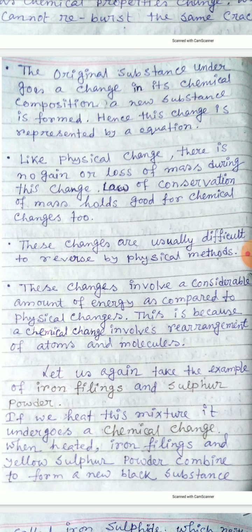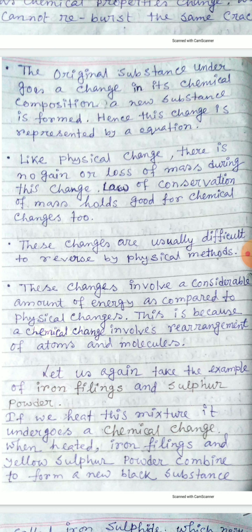Next one: like physical change, there is no gain or loss of mass during a chemical change, and the law of conservation of mass holds good for chemical changes too. The law of conservation of mass states that the total mass of reactants is generally equal to the total mass of products.